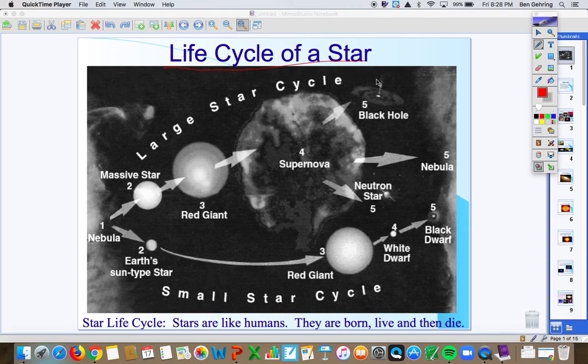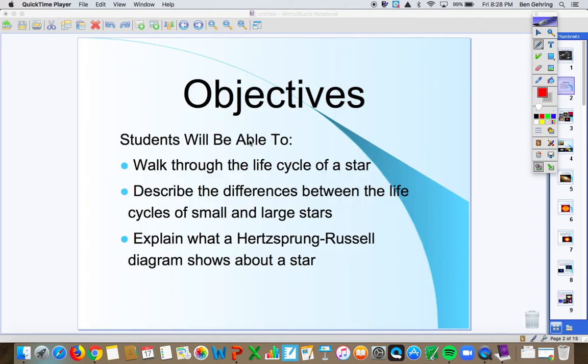And so there are some things we're going to learn today. It's a little diagram showing you a little bit of what we're going to look at, but we'll talk about each step individually. After this lesson, you will be able to walk through the life cycle of a star for both medium-sized, smaller stars, as well as large stars or giant stars. Be able to describe differences between small and large stars as far as life cycle goes and what happens. And then you'll be able to look at a Hertzsprung-Russell diagram and explain a little bit about what that tells us about a star, what we can learn from those diagrams.